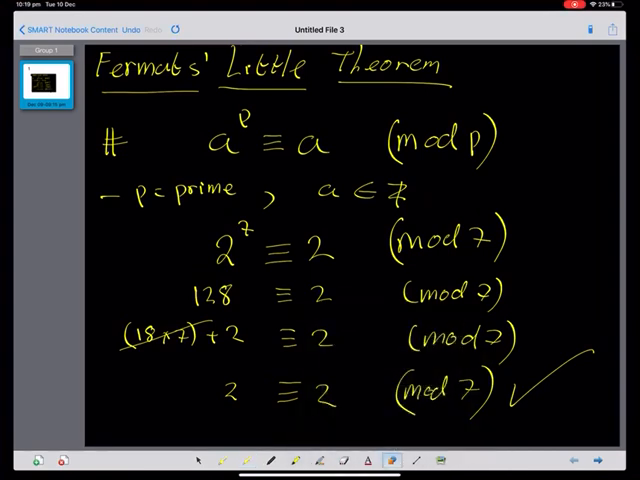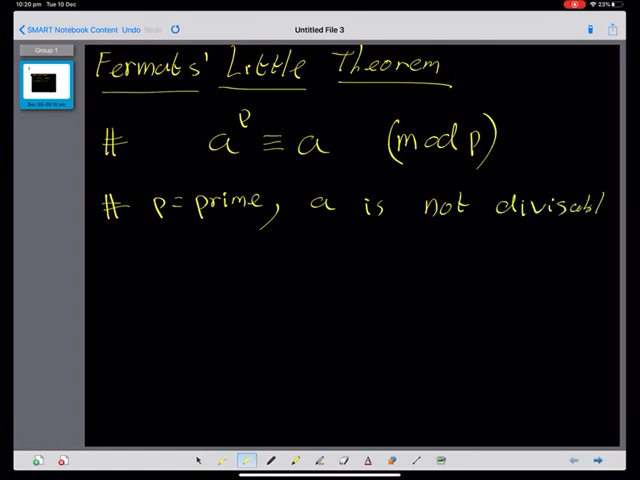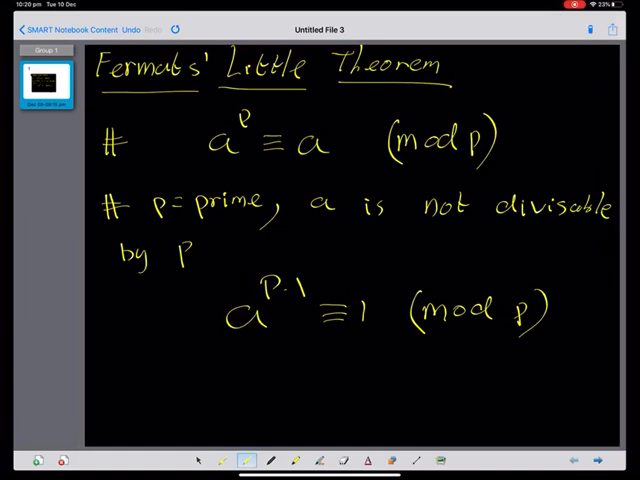Now, let's extend our theorem and add another condition. P is prime, and the added condition is that A is not divisible by P. When we have those two conditions, we can apply Fermat's little theorem, which states that A raised to the power of P minus 1 is congruent to 1 mod P.